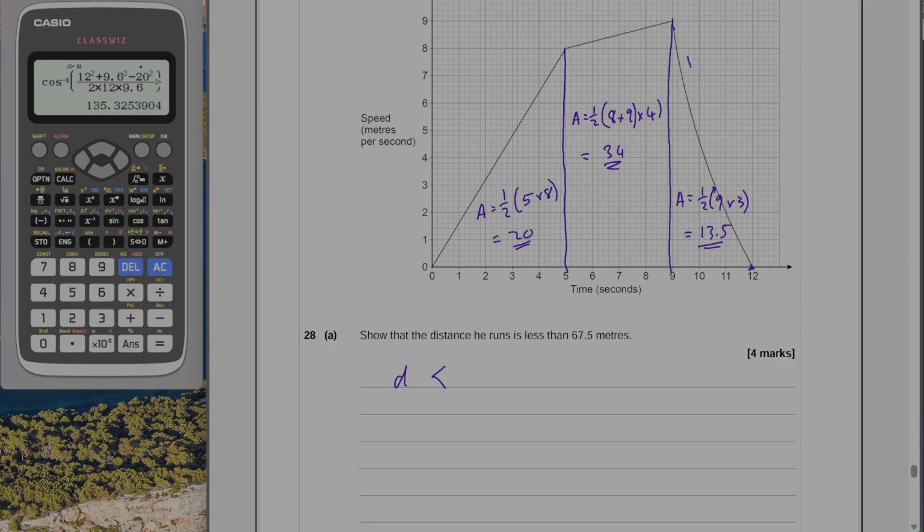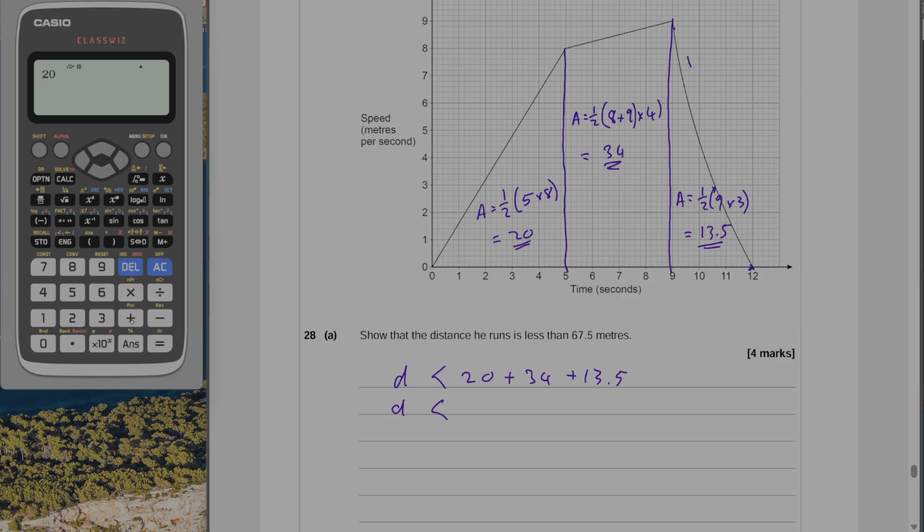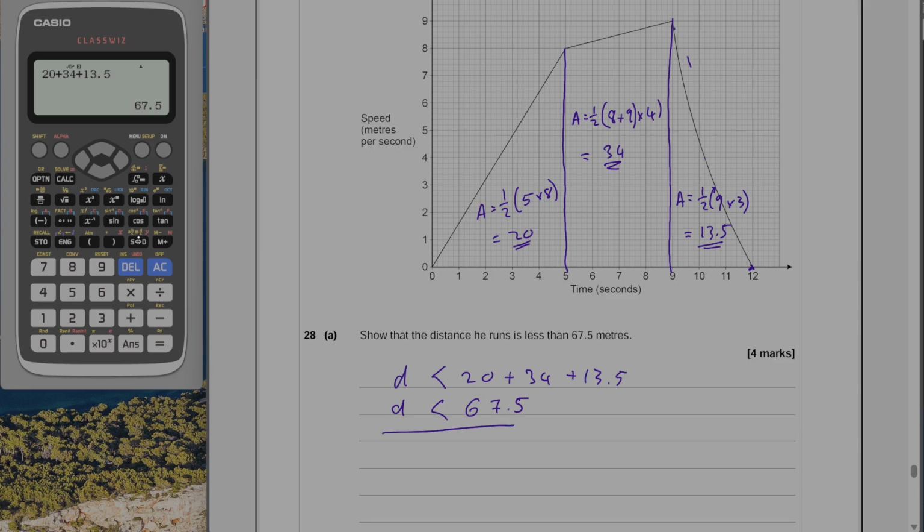Right, so total area, so distance must be less than these three added together, because actually we've gone for slightly greater. So it must be less than 20 plus 34 plus 13.5. So the distance must be less than 67.5, which is what we're asked to show.